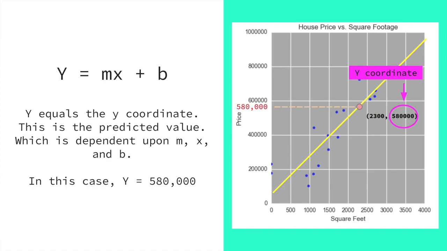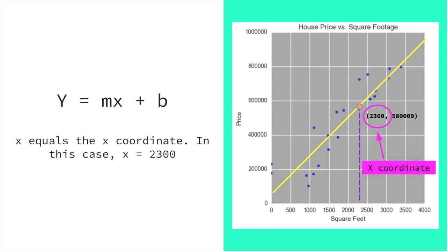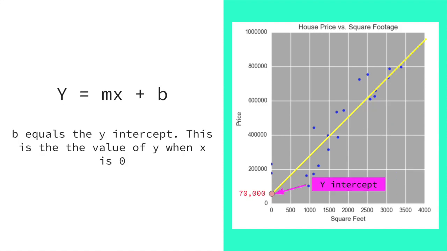This image illustrates the y-coordinate. This is our dependent variable, the value for which we are attempting to predict. We can't predict the values without m, x, and b. In this case, our y value is 580,000. This illustration shows the x-coordinate. The x-coordinate for this point is 2300. Here we can see the y-intercept, which equals 70,000. In simple terms, the y-intercept is the y-coordinate on our line when x equals 0.